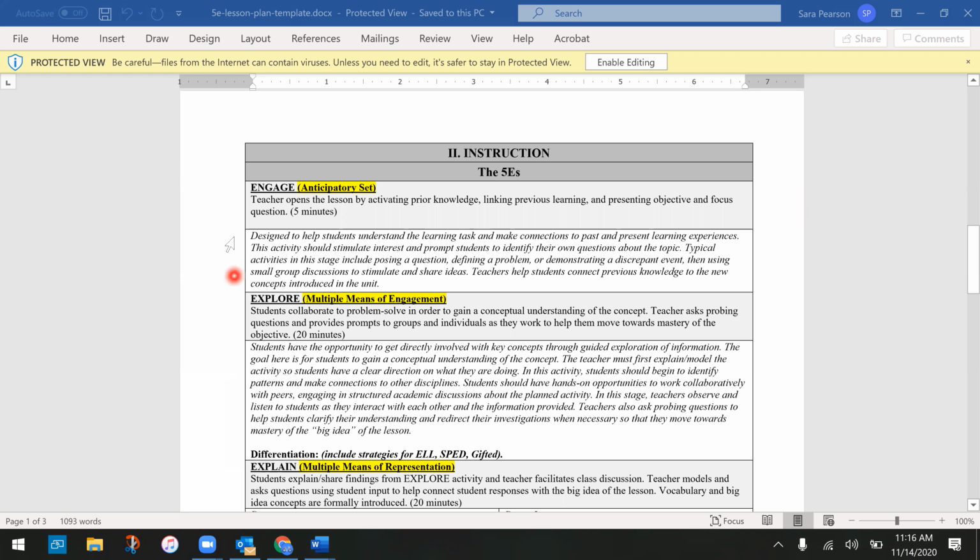In the engage phase, that's more of our anticipatory set, how we're activating prior knowledge, linking previous learning, and just presenting the objective and focus question. You don't actually need to do any teaching in the engage phase.